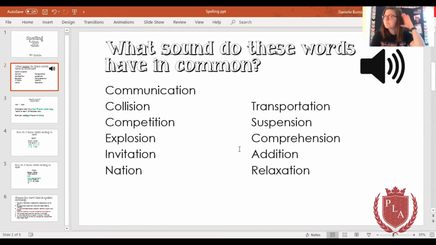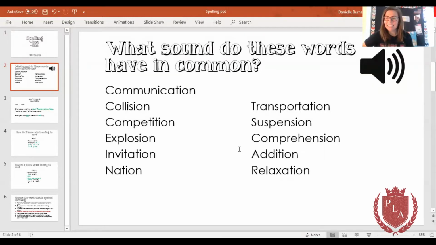Communication, collision, competition, explosion, invitation, nation, transportation, suspension, comprehension, addition, relaxation.